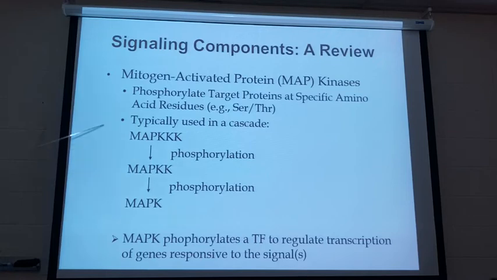And typically there's a cascade that involves what's called a MAP kinase kinase kinase that phosphorylates the MAP kinase kinase, which in turn phosphorylates the MAP kinase. And then the MAP kinase typically is going to phosphorylate a transcription factor, and that's going to change gene expression in response to a signal. Okay? So that's the MAP kinase pathway. And again, these are overviews, so you don't feel too freaked out when you start to see the details of some of the pathways we're going to discuss. So, the next slide.